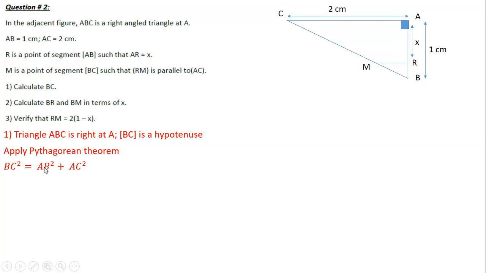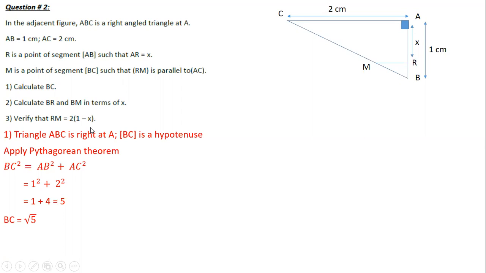Let's replace AB by, what is the measure of AB given? It is given in the question. It is 1, so 1 squared plus, and AC is given how much? 2 centimeters. So 1 squared plus 2 squared. Of course, 1 squared is 1 and 2 squared is 4. 1 plus 4 is equal to 5. So BC squared is equal to 5. To find BC we take the radical of 5, so BC is equal to radical 5 centimeters. We calculated BC using the Pythagorean theorem.